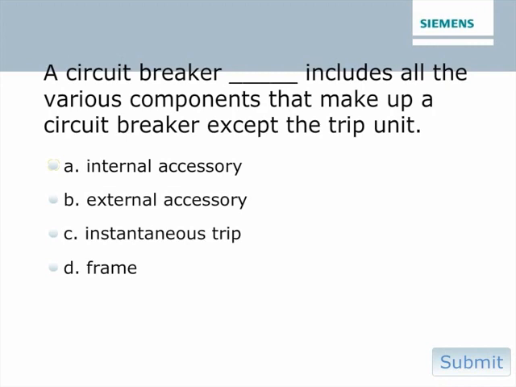Question 7. A circuit breaker blank includes all the various components that make up a circuit breaker except a trip unit. Is it A, internal accessory, B, external accessory, C, instantaneous trip, or D, frame?